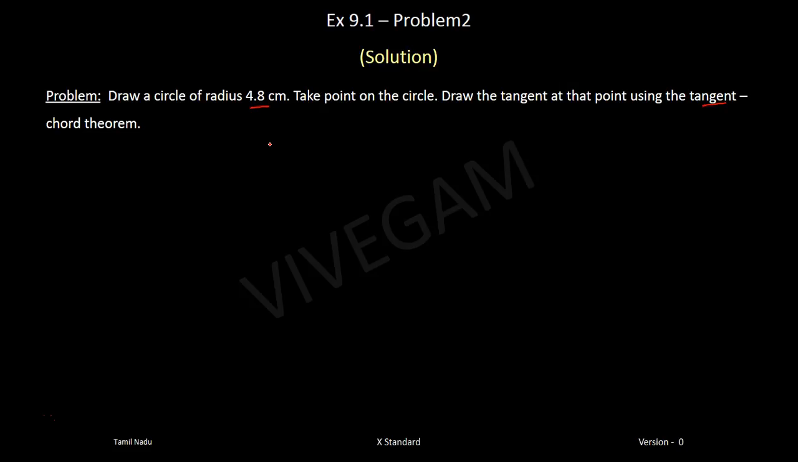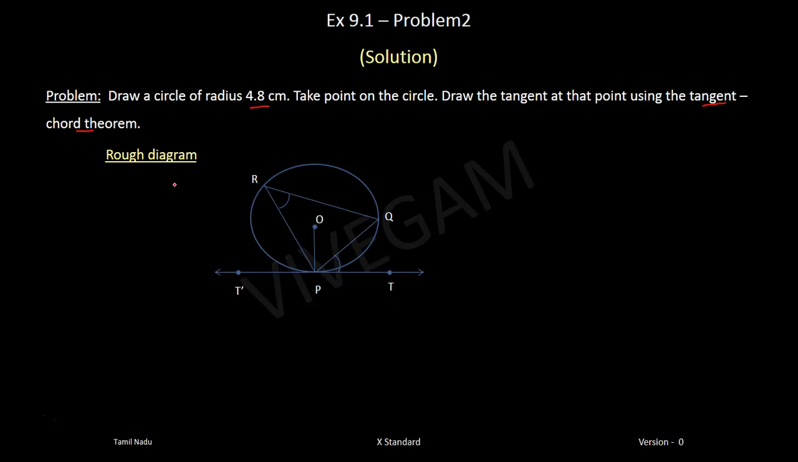Okay, so it's the same as the previous problem, but the only thing is that they are asking us to specifically use the tangent chord theorem. So let's draw a rough figure. Basically we have a circle with center O, and P is a point on the circle, right? That's what they say, take a point on the circle. And if you draw a chord from P, PQ is a chord, okay?